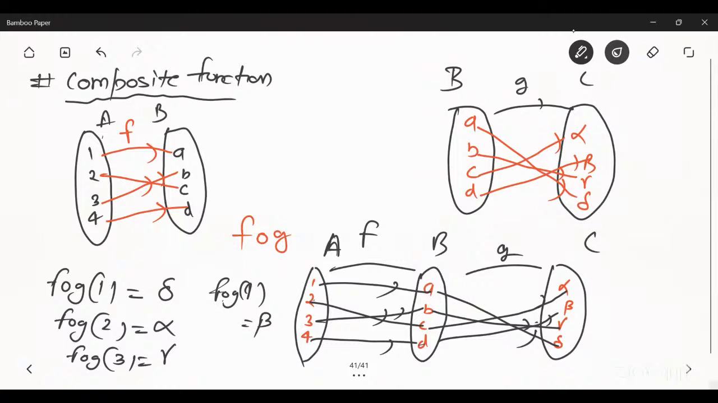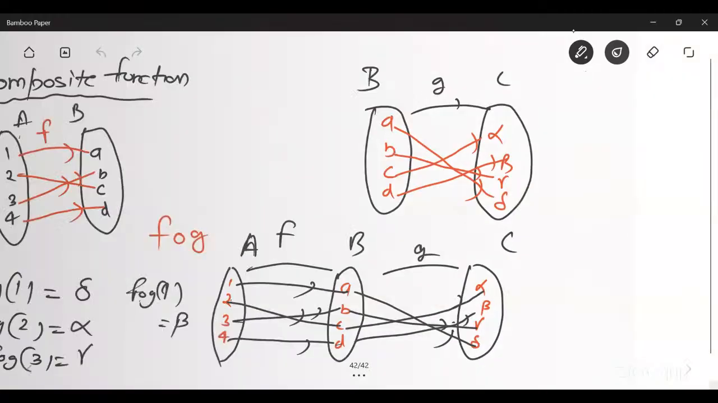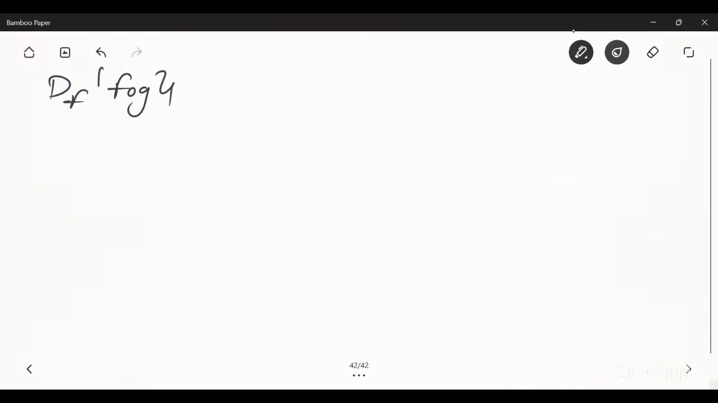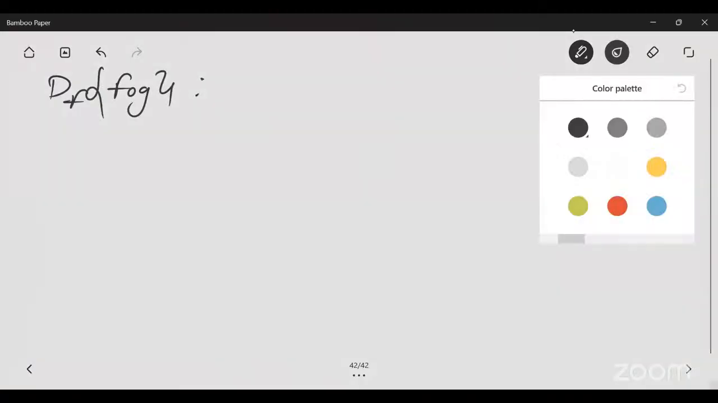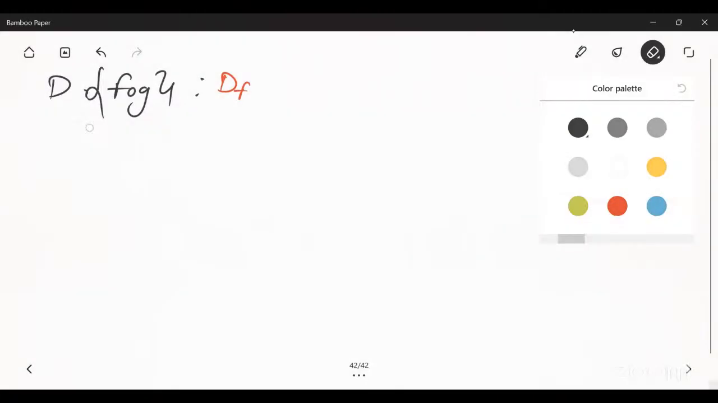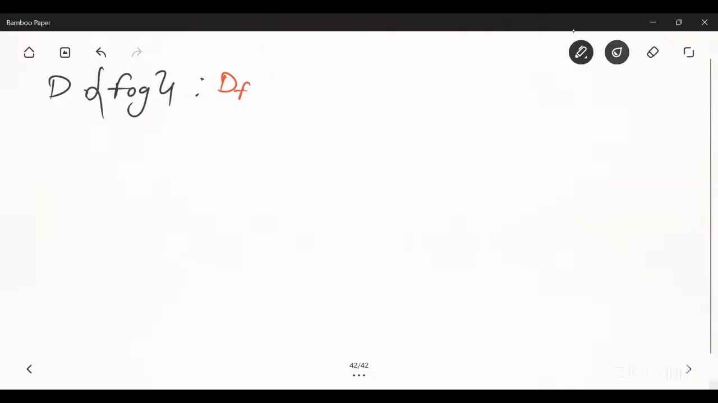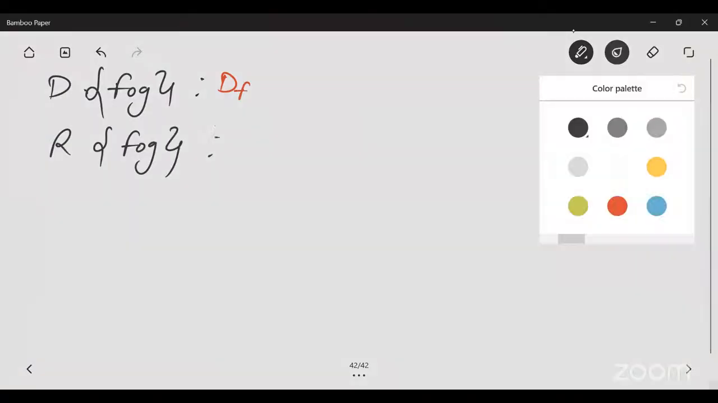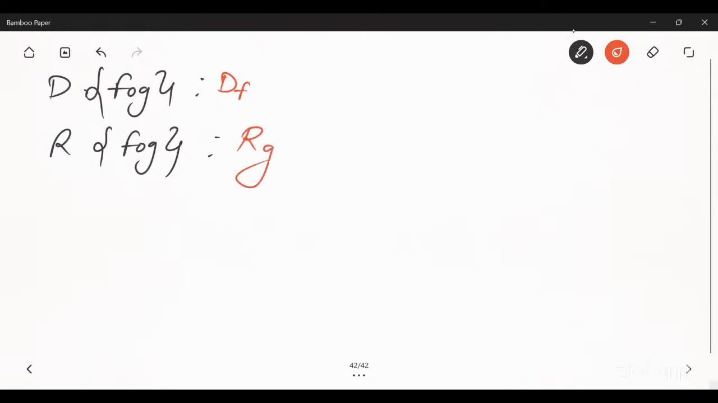Okay. So in a composite function, the domain of FOG is the domain of F, and the range of FOG is the range of G. Okay, that was your composite function.